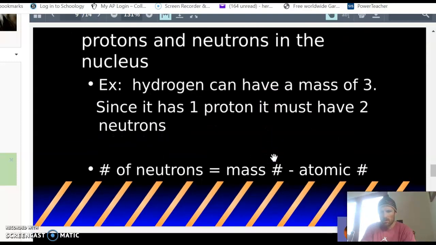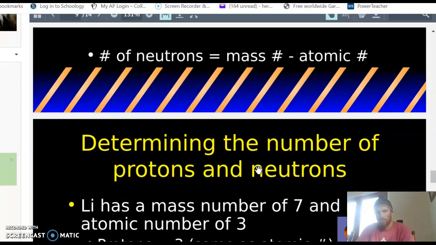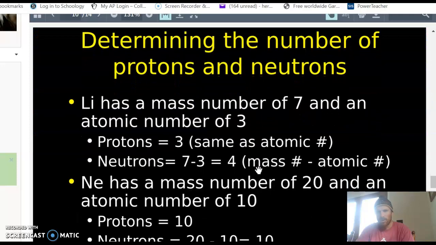This equation is pretty useful. I would recommend writing this one down. The number of neutrons is the mass number minus the atomic number. Where do we get these numbers? We look on the periodic table. I'll share with you a periodic table in just a moment.